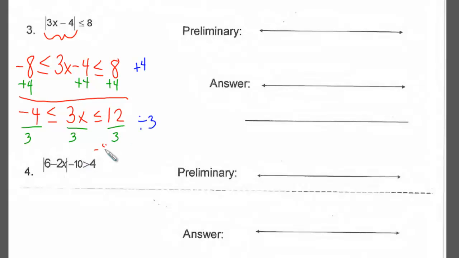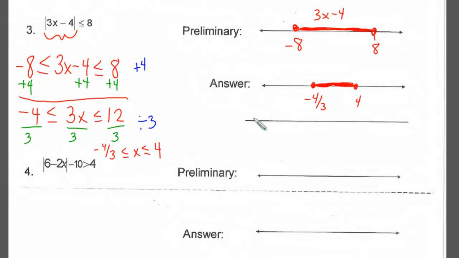This leaves negative 4 over 3 is less than or equal to x is less than or equal to 4. The preliminary answer would have had this between negative 8 and positive 8. But now that we have solved, our answer is between negative 4/3 and 4. So our answer will be written in interval notation, negative 4 over 3, comma, 4. These are brackets because these are less than or equal to inequality symbols, both of these.